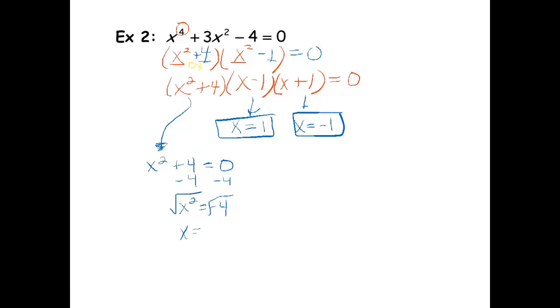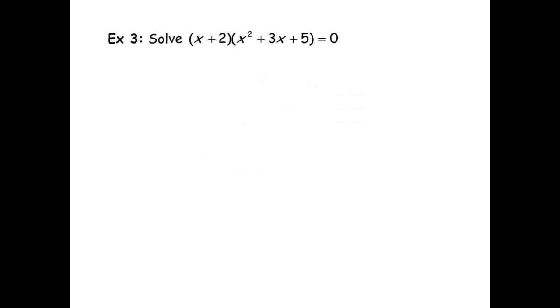So x would equal 2i. Because the square root of negative 4 is 2i. Don't forget, though, that when you square root, you get plus and minus versions of the answer. So that's actually 2 solutions in one. Oh, and we have the 2 from before. So that makes a total of 4 solutions. Excellent. Let's try one more quick one.